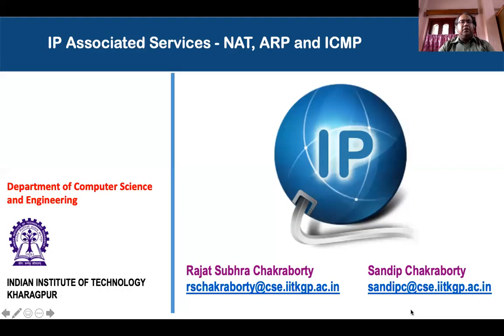Okay, so in this particular lecture, we are going to talk about three different technologies which are built on top of IP or which are closely associated with layer 3 of the TCP/IP protocol stack. So we'll look into details about this concept of NAT, network address translation, and two different IP services protocols, address resolution protocol or ARP, and internet control message protocol or ICMP.